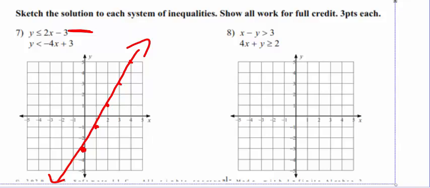Now it says less than or equal to. So I did a solid line because I had an equal sign. Less than means we would shade the side we cannot walk on. So we're thinking about being shaded that way.